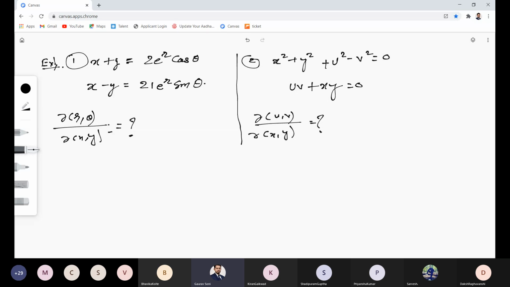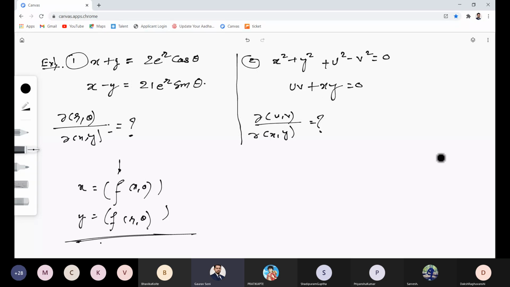In the first one, we can add those two equations and subtract, and get x and y in terms of r and theta, and then find J dash and take the inverse of it. So in the first case, I can find x as a function of r and theta, and I'll get y as a function of r and theta. Yes, that is possible. And then we'll take the inverse. Fine. What about the second one?